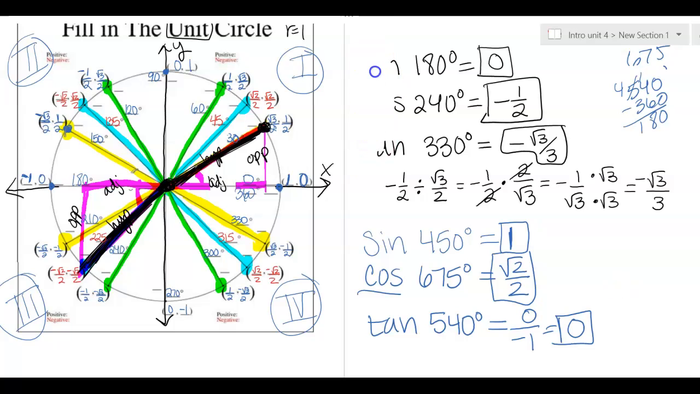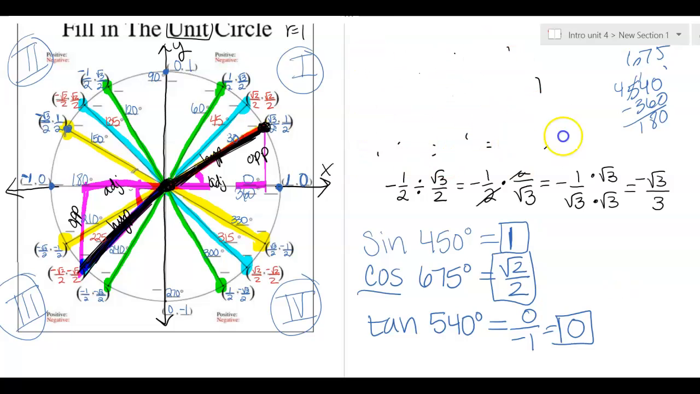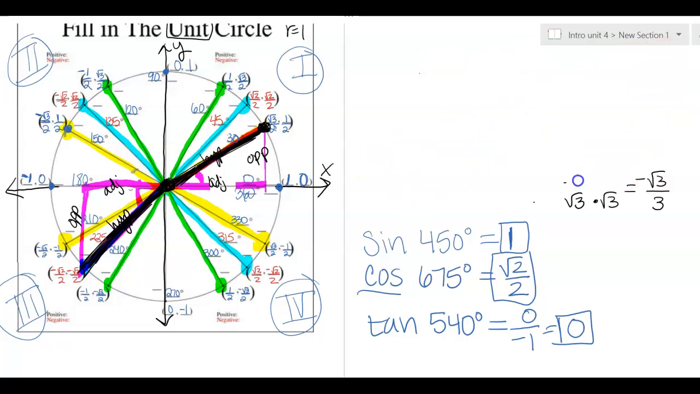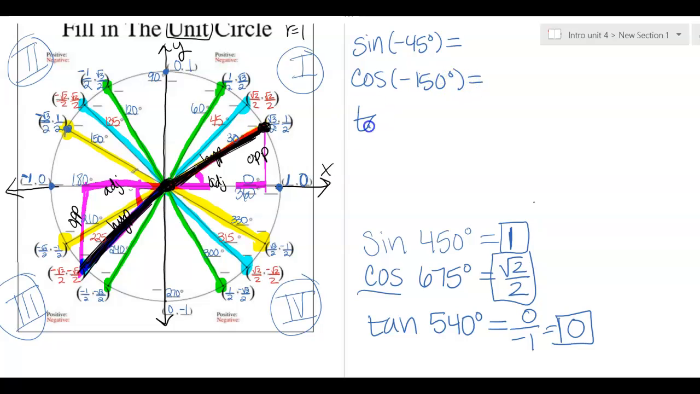All right, I'm going to erase these top ones, and we're going to go back and try 3 more, this time with negative angles. Okay. So you can see the 3 on the board that we're going to do. We're going to calculate the sine of -45 degrees, the cosine of -150 degrees, and the tangent of -495 degrees. So for sine of a negative angle, what do you think they're trying to indicate when they're making the angle negative?